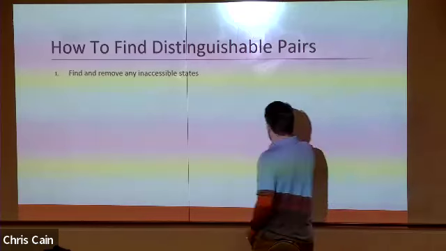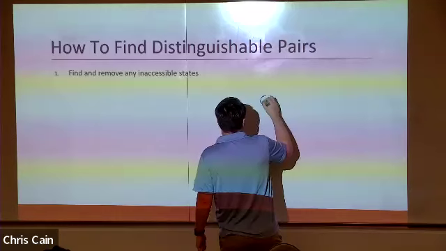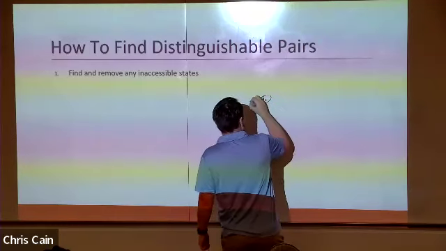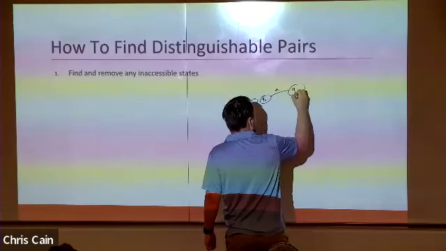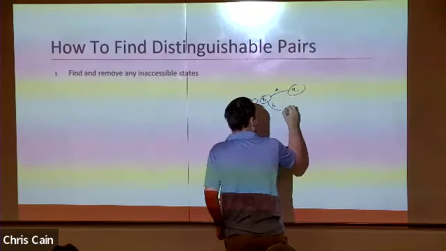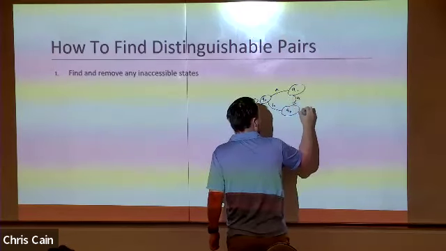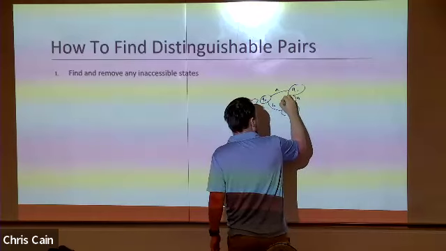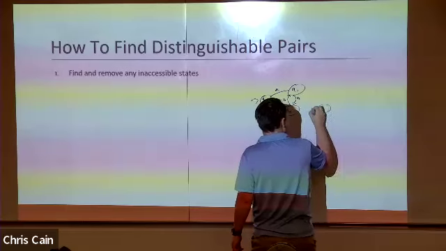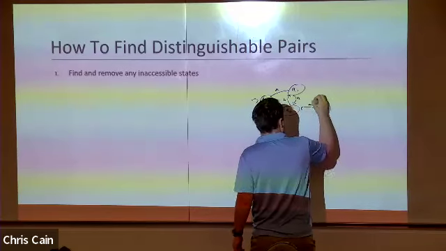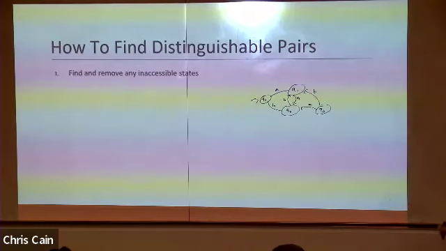So let's say we have some DFA with some inaccessible state. We'll just say we have this: on an A, we go to Q1, on a B, we go to Q2. We go here on an A, we go here on a B, and there's some useless Q3 out here that goes here on an A and here on a B. So we have our inaccessible state Q3 here.